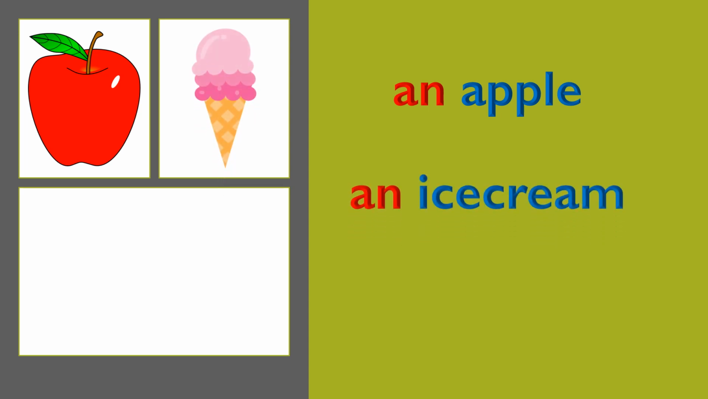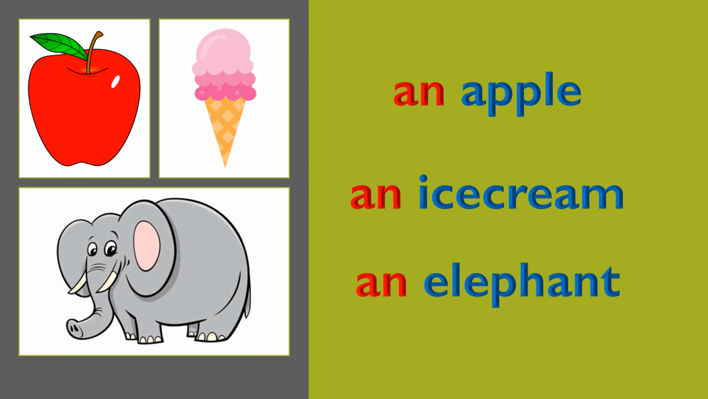Next one: ice cream. What do we say, a ice cream or an ice cream? An ice cream. Why? The word ice cream starts with the letter I. I is a vowel. Next, what do you see here? It's an elephant. What do you say, a elephant or an elephant? An elephant. Why? Because elephant starts with the letter E. E is a vowel. Always remember the vowels, there are 5: A, E, I, O, U.